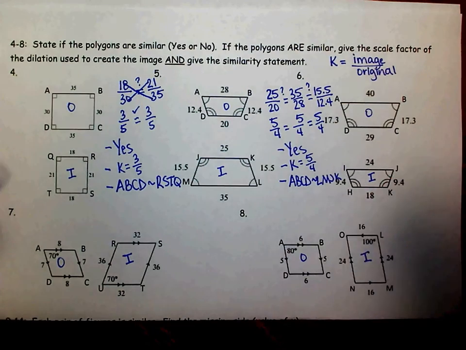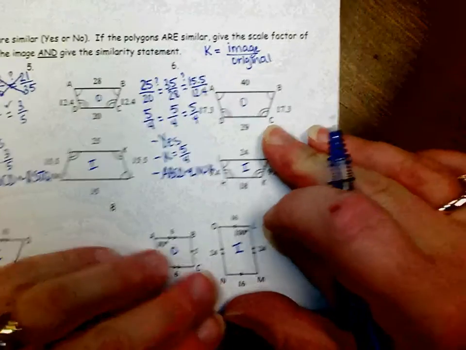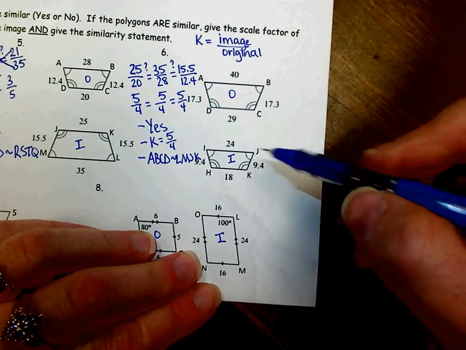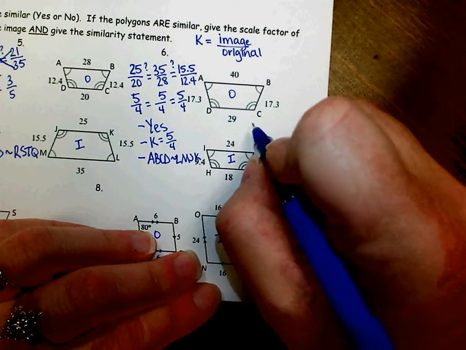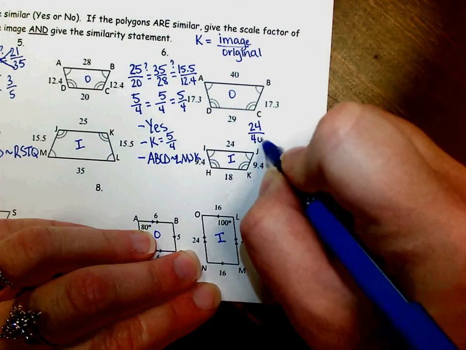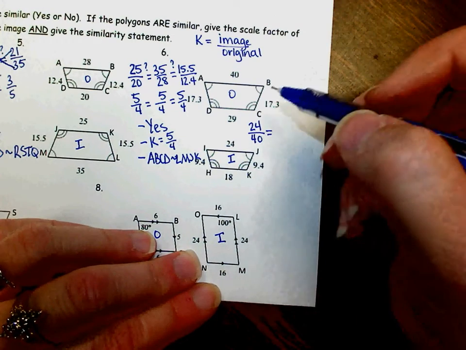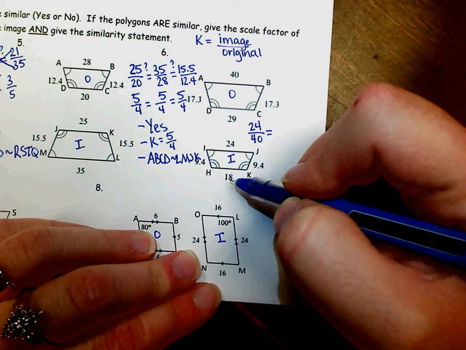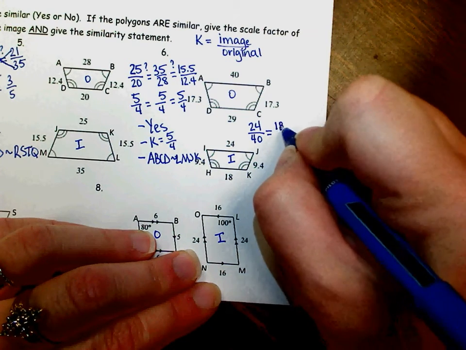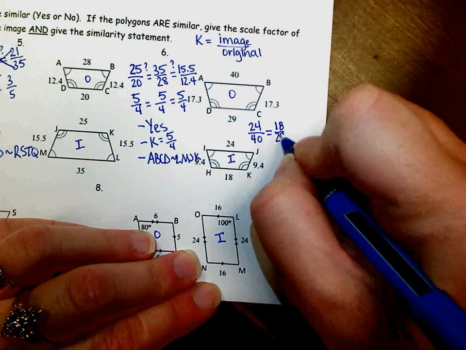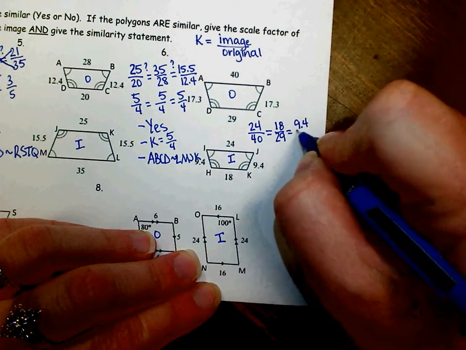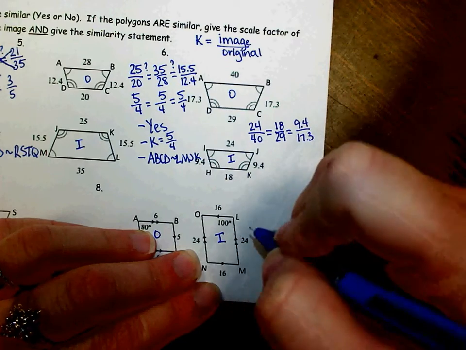Let's look at number 6. In comparing the ratios, I'm going to pick a side of my image. So I'll pick the longest side, which is the 24, and I'll compare it to the longest side of the original, which is the 40. I'm wanting to know, is that equivalent to another ratio of the image? Well, let's get the next longest, which is 18, which would compare to the next longest of the original, the 29. And then the last sides would be image over original, 9.4 over 7.3.